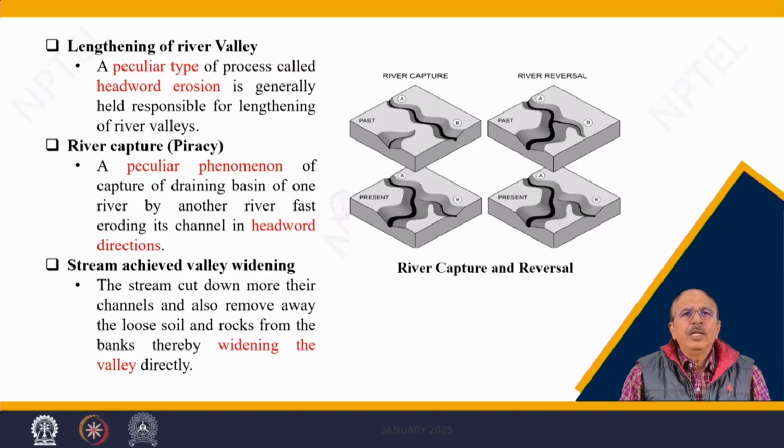Lengthening of river valley: a peculiar type of process called headward erosion is generally held responsible for the lengthening of river valleys. River capture, or river piracy, is a peculiar phenomenon of capture of the drainage basin of one river by another river, fast eroding its channel in a headward direction.